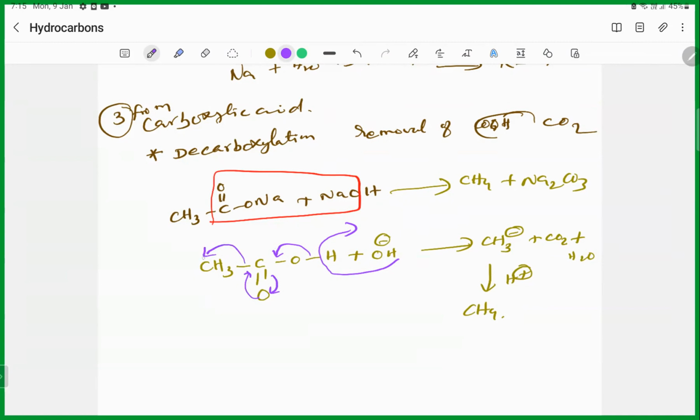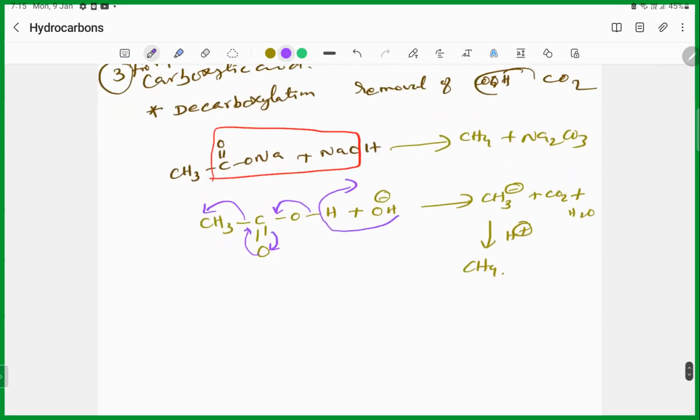Wherever the arrow mark goes, there is minus. CH3 minus. Then it will give CO2 plus H2O. The CH3 minus, when you add H plus, you will get the alkane. So this is the mechanism of decarboxylation reaction, even after plus 2, till plus 2.